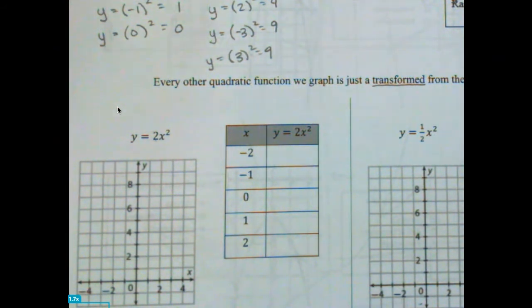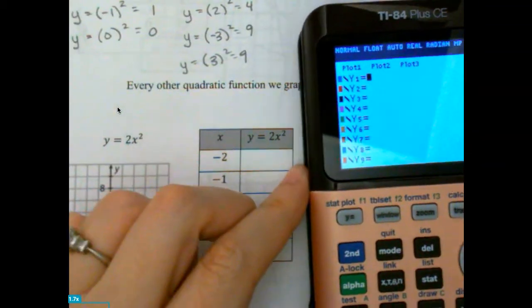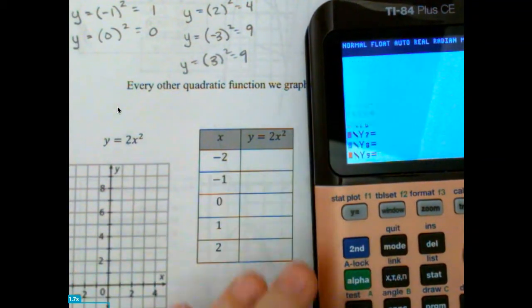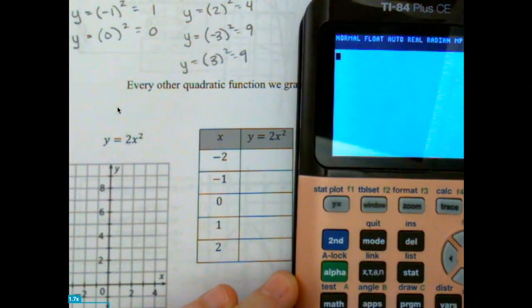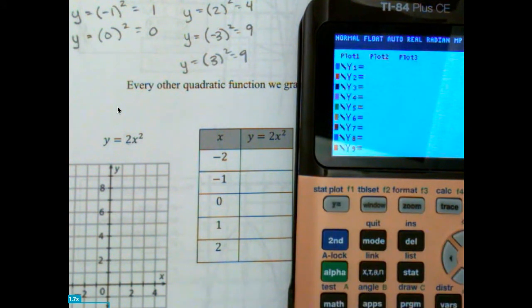Okay, so I'm going to take my calculator. And this is important, so pay really close attention here. You're going to see your blank screen, and you're going to hit the y equals button right there. So y equals, and you're going to get this list of equations. And all you're going to do is type in your function.